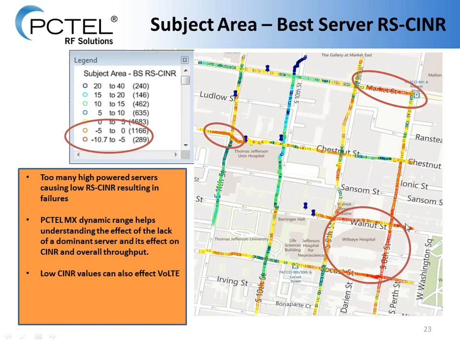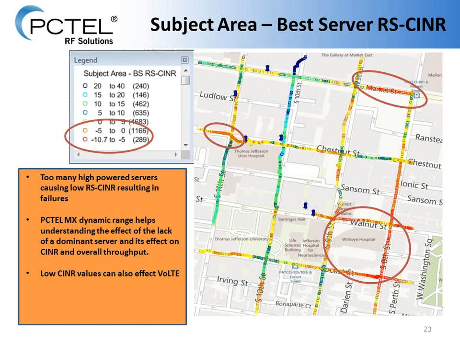So what we're actually seeing, if you look at what's circled in red, are a lot of very low values for CINR, anywhere from -10 up to about 0 to about 5 dB. So when you have a scanner with a very high dynamic range like the MX, it helps you understand the effect of too many servers and a lack of dominant servers, and its effect on CINR and the overall throughput.